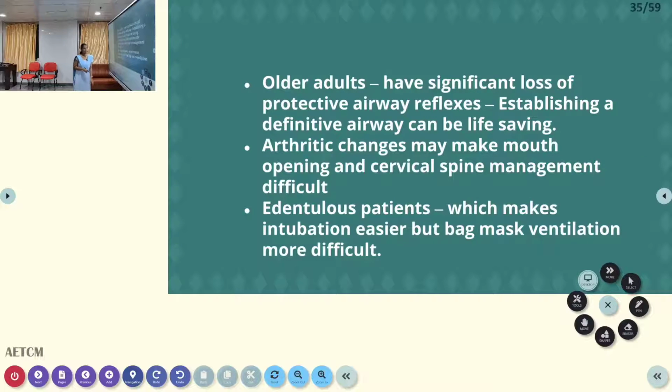Next, older adults have a significant loss of airway reflex, so definitive airway management can be life-saving. Arthritic changes may make mouth opening and cervical spine management difficult. Edentulous patients make intubation easier, but bag mask ventilation is more difficult in edentulous patients.